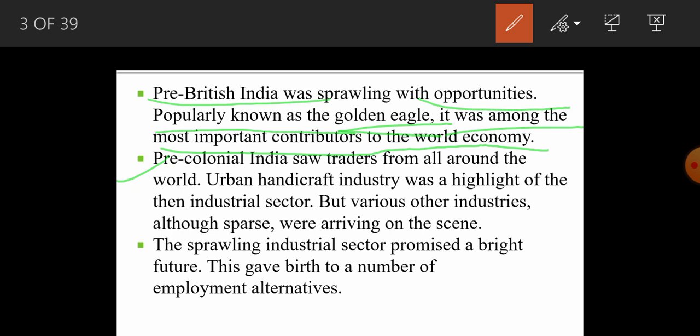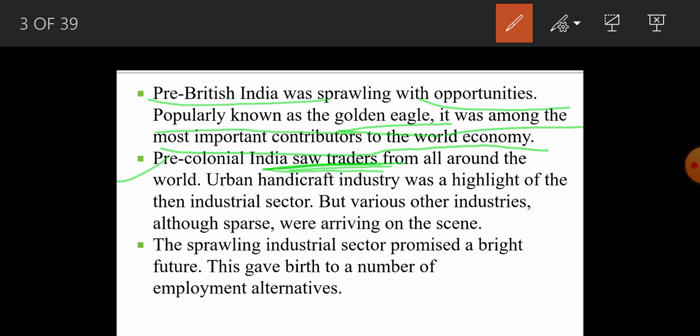Now the next point says pre-colonial India saw traders from all around the world. And the handicraft industry was a highlight of the then industrial sector. But various other industries, although sparse, were arriving on the scene. So pre-colonial India had already seen traders from all around the world. It means India was getting trade opportunities from all over the world, and that's the reason it had witnessed trade around the world.